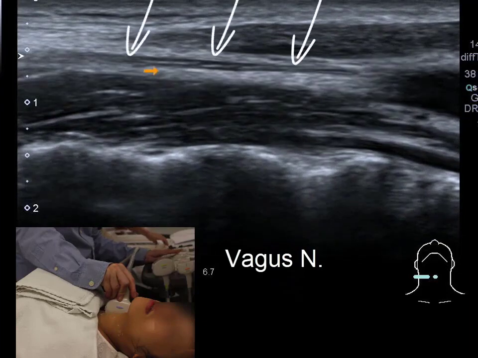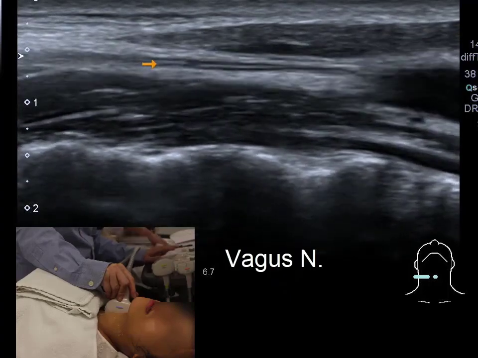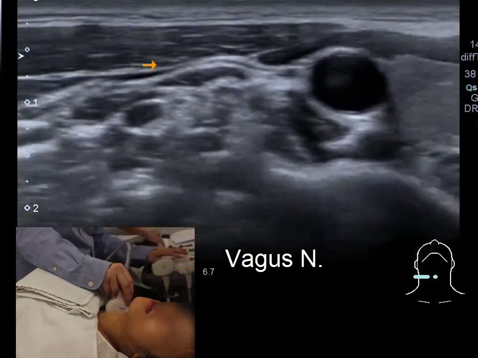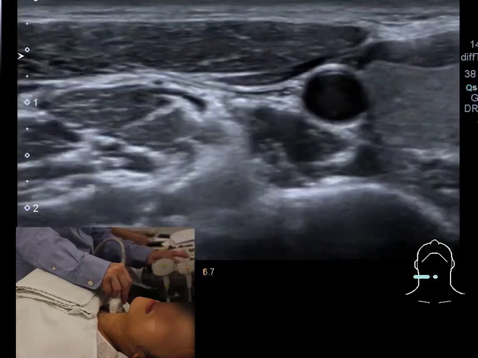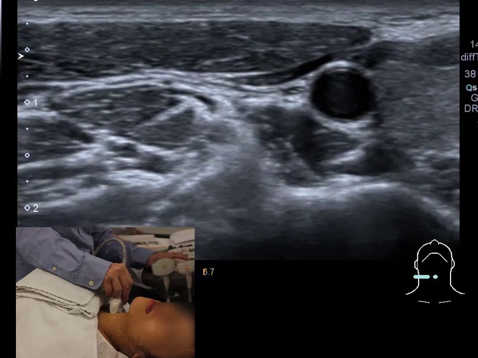Vagus nerve has some variation as well. Sometimes it's located posterior to the common carotid artery. It's also possible, but normally it should be in the middle.